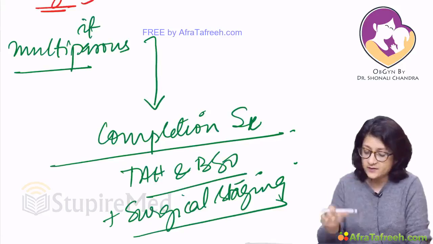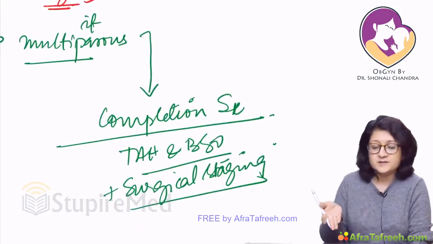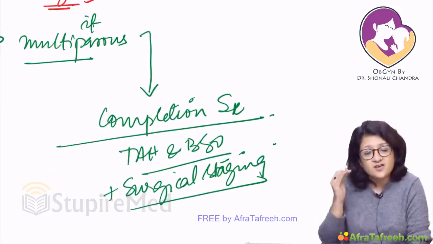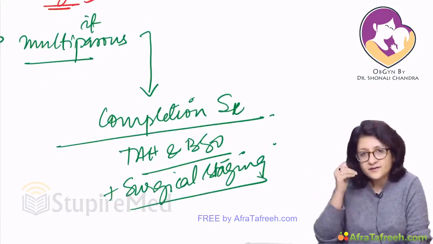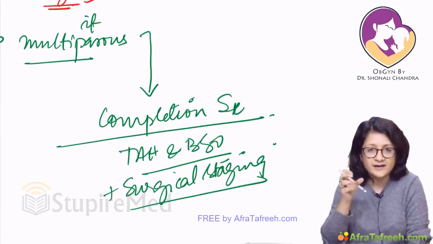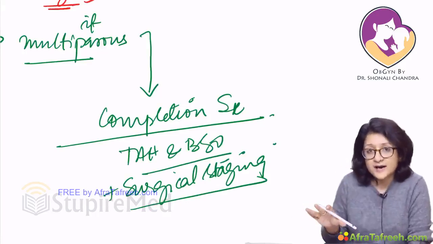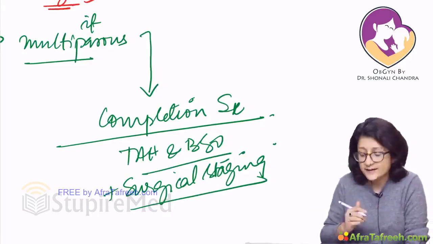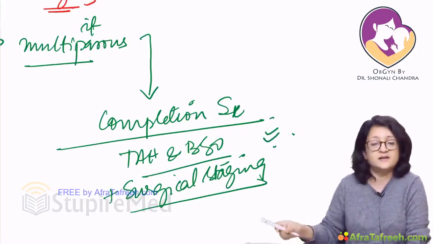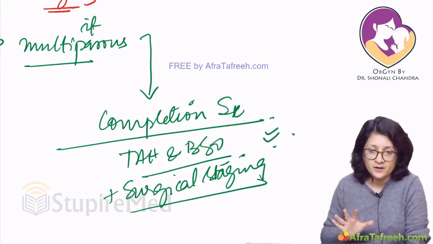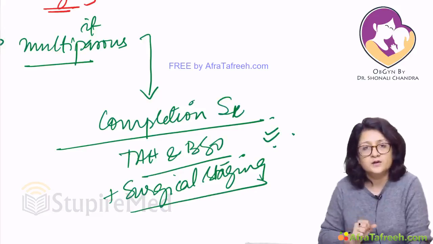So since her family would have been completed, if she was multiparous, even if she had one child, I would have told her that you have been diagnosed with a cancer on a single side of the ovary, and if you have no other future childbearing needs, you don't want a second child, it is a good idea to get a completion surgery done. Okay, so that is what is important to remember.